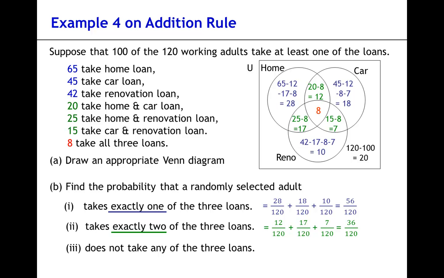To get the probability of adults that do not take any loans, well, that's just this region outside the three circles, which is 20 over 120, or the universal set minus everything in the three circles.